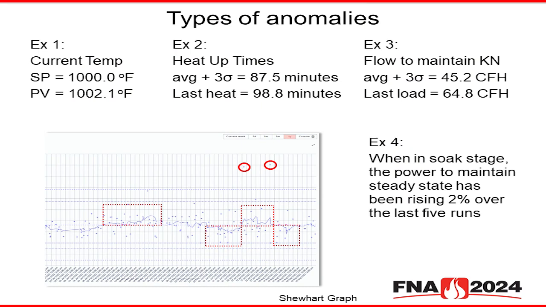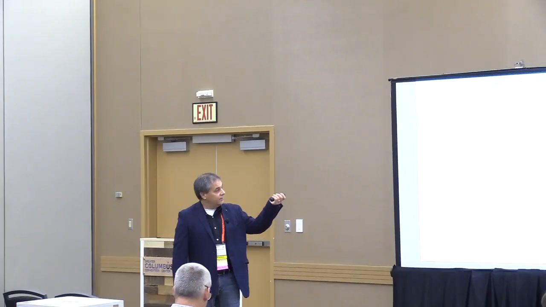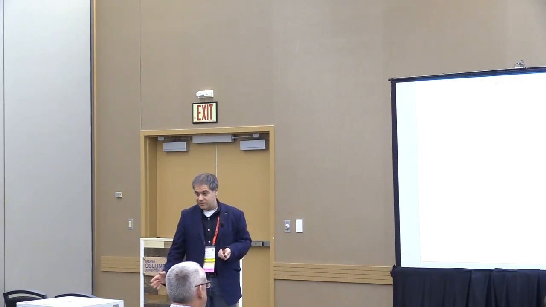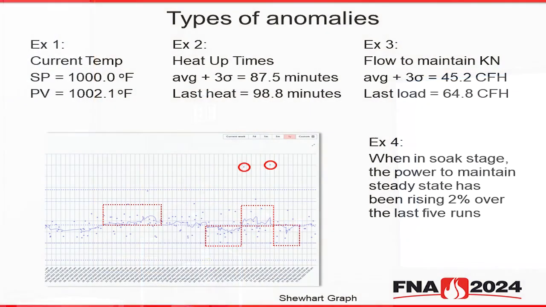If we take this information as an example, this run is complete, let's say good, right? 1,000, 1,002, everything is great. But here, in the last heat up times, my average for the past history used to be, whatever, 87 minutes, and now I'm at 98 minutes. It will detect it, a human may not. Flow to maintain something used to be around 45 CFH, but now we're at 65 CFH on average. Machine learning will detect that, you won't. When I'm in the soak stage, the power to maintain has been rising steadily over the past, whatever, 2% over the last 5 runs.